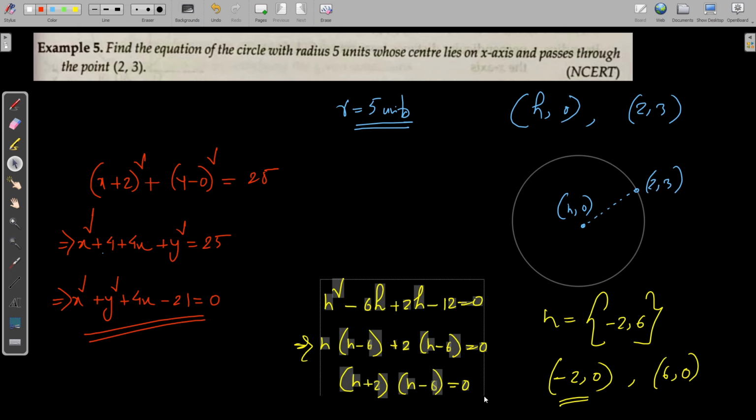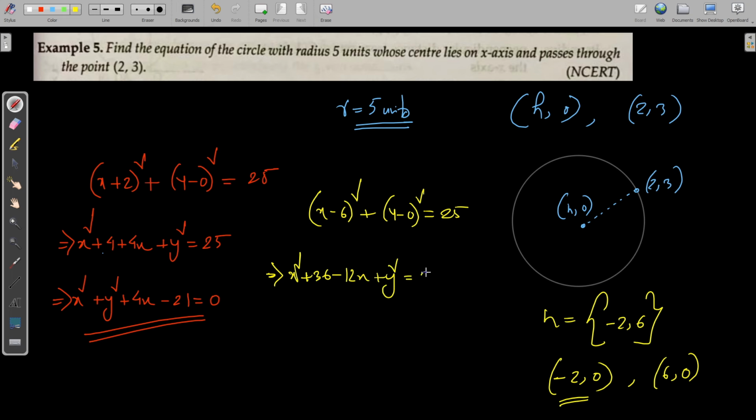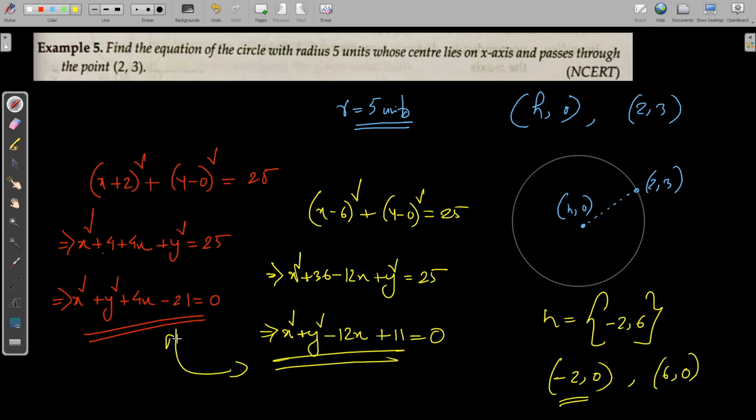So we'll get one more equation of the circle using the other coordinate. The other center we have is (6, 0). So what will be the equation? It will be (x minus 6) whole square plus (y minus 0) whole square equals 25. If we break it down, it will be x square plus 36 minus 12x plus y square equals 25. So it will be x square plus y square minus 12x, 36 minus 25 is how much? It becomes 11, equals 0. Fine. So we got two equations of the circle. So these two circles will satisfy the conditions given for this question.